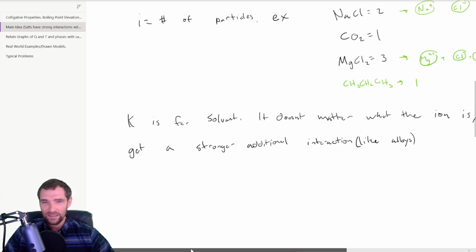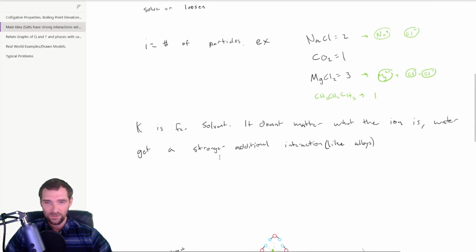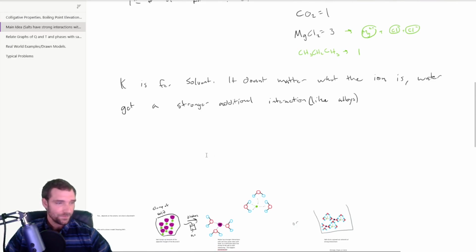And so because of that, this K value only depends on what you're dissolving it into. Like water is going to have a certain change in temperature. Oil will have a different change in temperature if you add the same things to them.